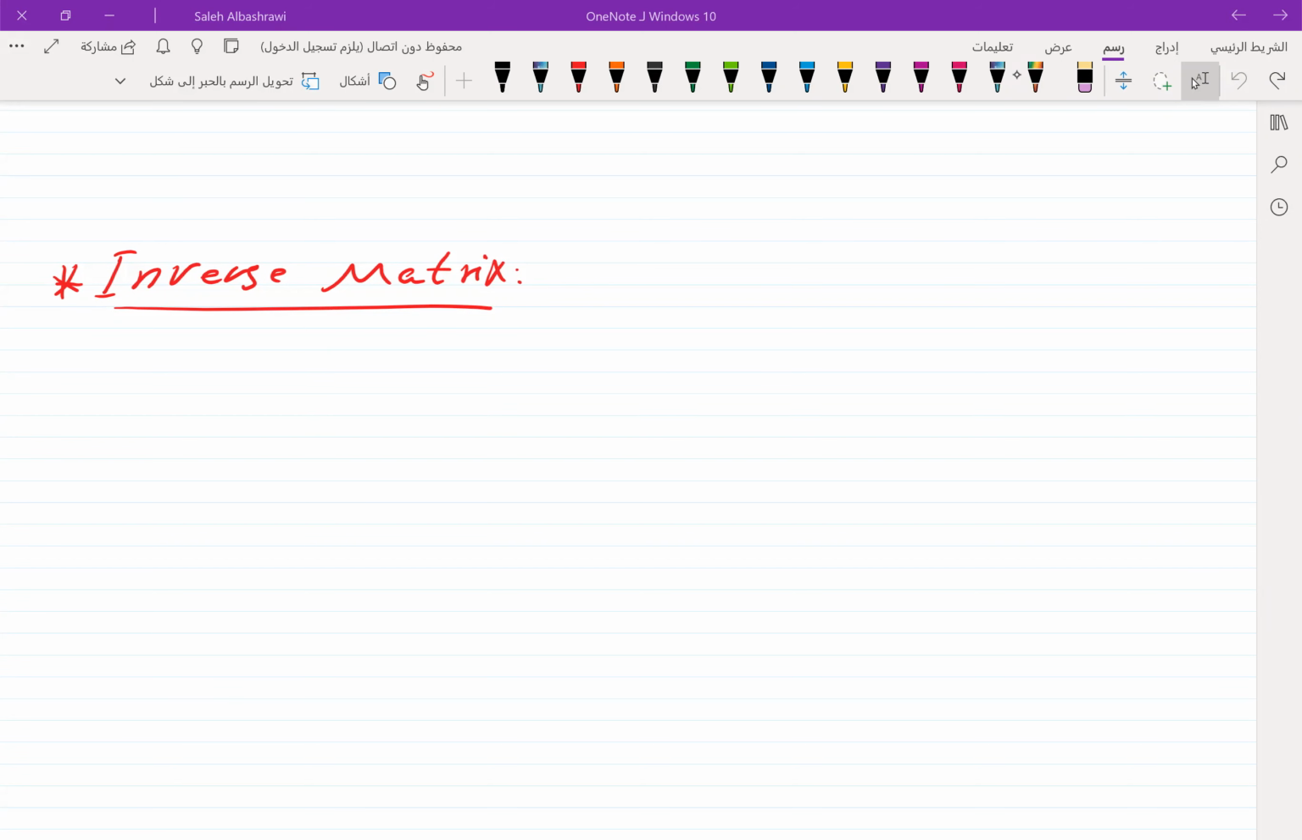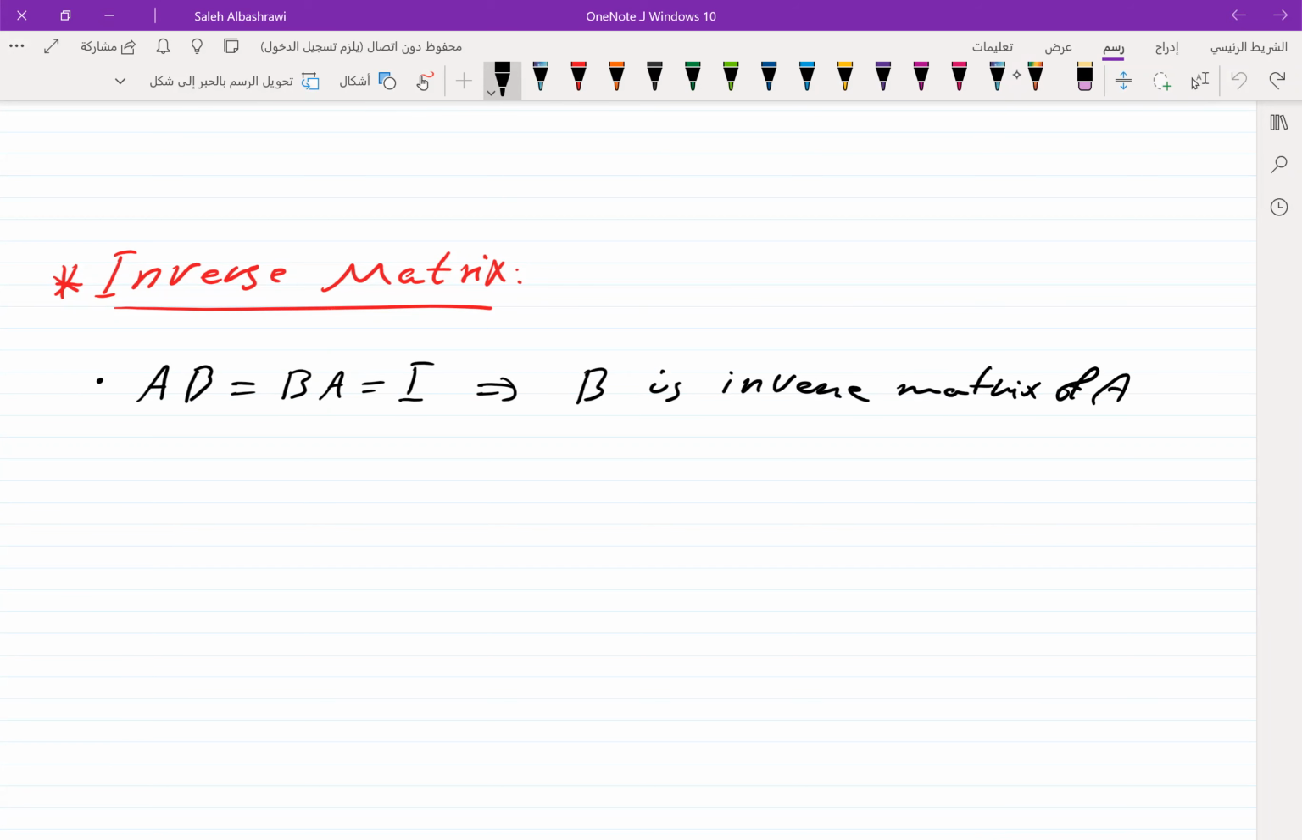Come to the fourth part of the inverse matrix topic. The inverse matrix, as we mentioned before, is a matrix B such that when we multiply it by the matrix A, A times B equals B times A equals the identity. In this case, we say that B is the inverse matrix of A, where A is a square matrix n by n.